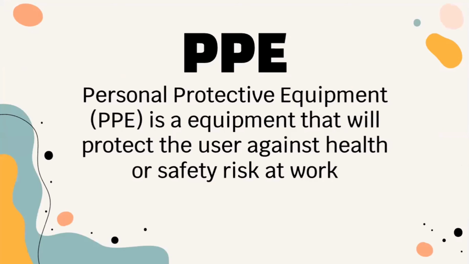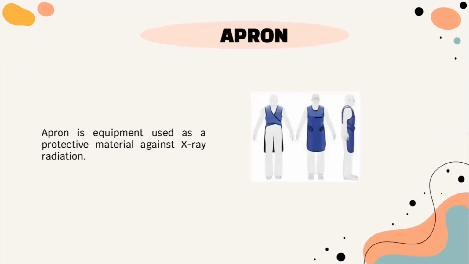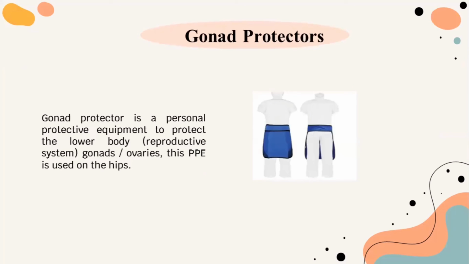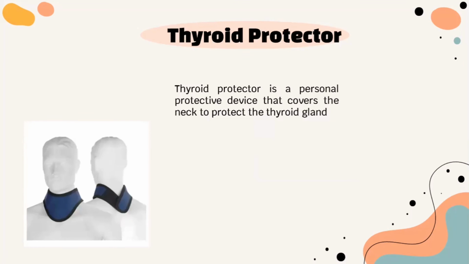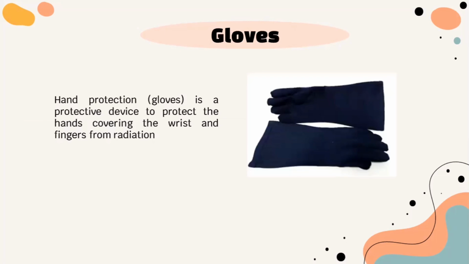Okay, next, PPE. Personal protective equipment is equipment that will protect the user against health and safety risks at work. Number 1, apron. Apron is equipment used as a protective material against X-ray radiation. Gonad protector. Gonad protector is personal protective equipment to protect the lower body, gonads/ovaries. This PPE is used on the hips. Thyroid protector. Thyroid protector is a personal protective device that covers the neck to protect the thyroid gland. And gloves. Hand protection is a protective device to protect the hands, covering the wrist and fingers from radiation.